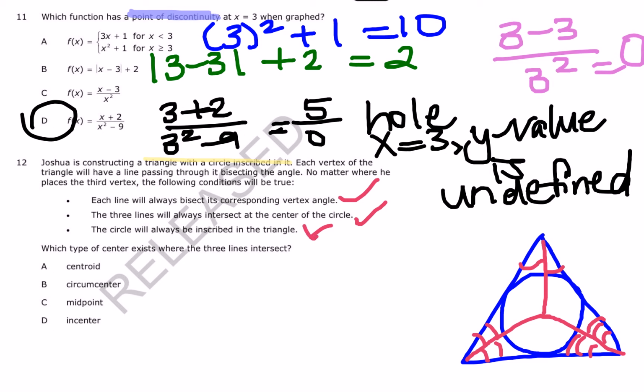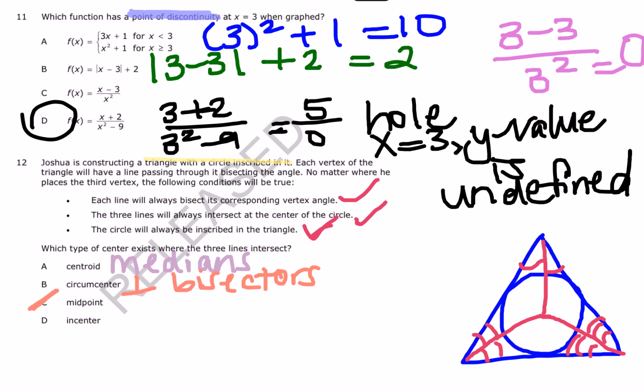So this was more of a vocabulary question. So what type of center exists when 3 lines intersect? Remember, when 3 lines intersect, it forms a point of concurrency. And we talked about 4 different ones. The centroid is where the medians meet in a triangle, which means that you're going to have tick marks. Circumcenter is where the perpendicular bisectors meet, which means you're going to have tick marks and a right angle. Midpoint is not an actual point of concurrency, so we can take this one out.